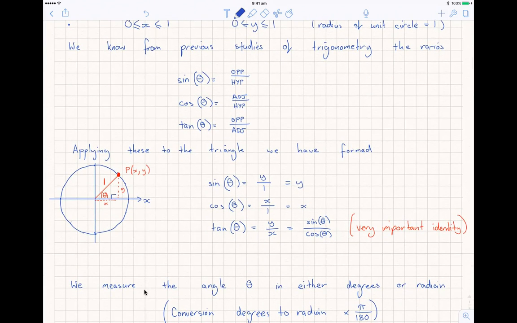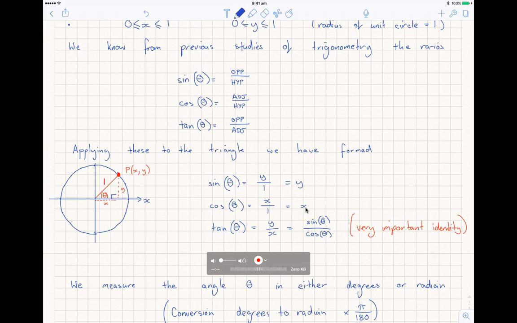If we have a look at sine, it is the opposite over the hypotenuse, so the opposite is y, and the hypotenuse, conveniently, has length 1. So y divided by 1 is just y. So that's where we get this relationship that sine of theta is equal to the y value in the unit circle. Similarly, cosine of theta is equal to the x coordinate of the unit circle.